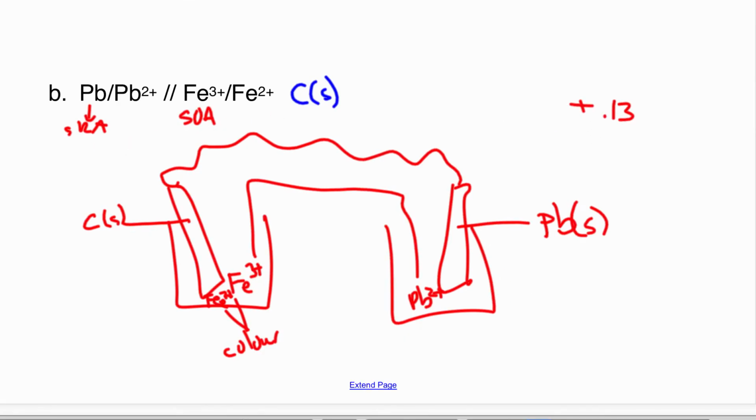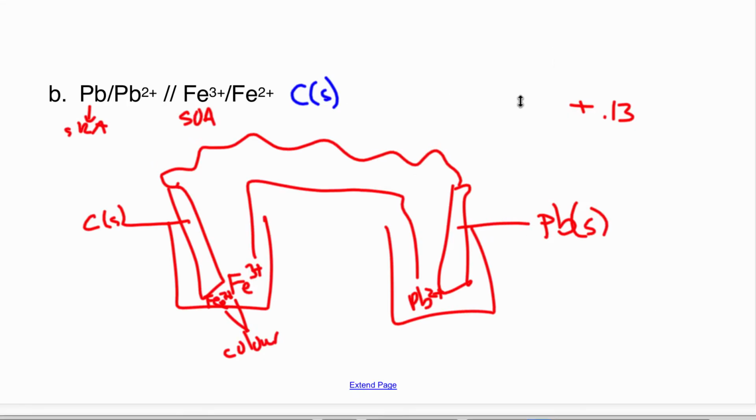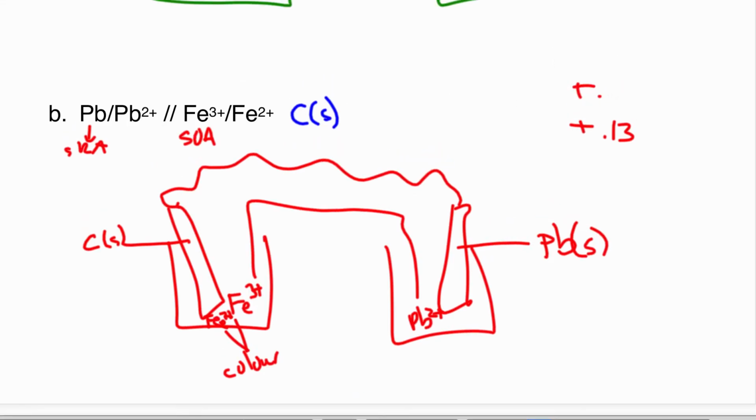And then the iron 3 plus is right there, positive 0.77. If I add those together, I think that comes out to 0.90 volts. So that would be spontaneous. It's positive. It'd be spontaneous. It'd produce electricity for you.